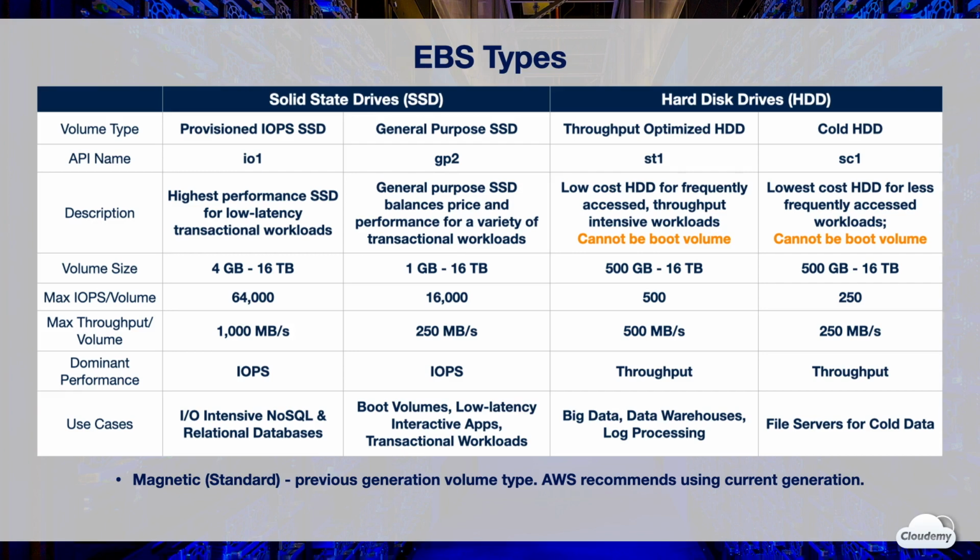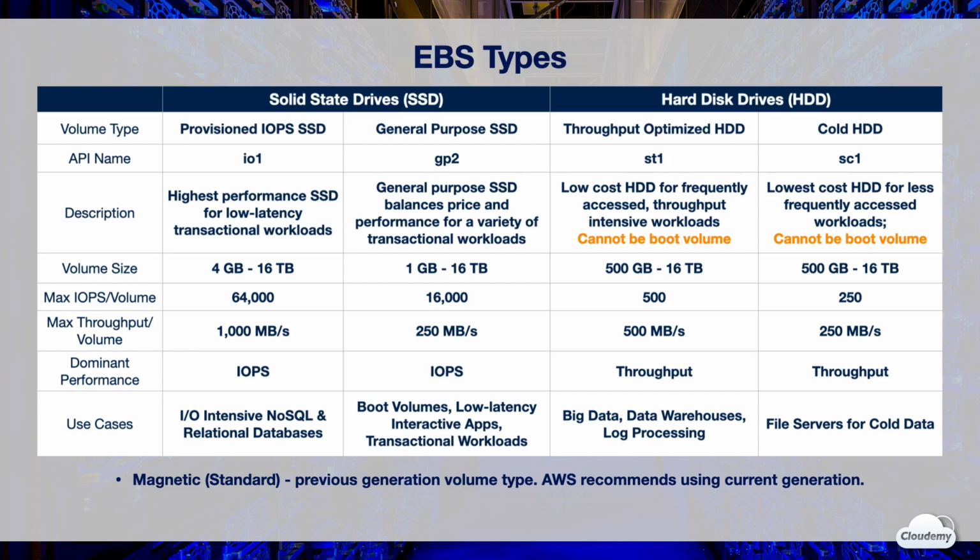General-purpose SSD or GP2 volume is the performance balance SSD storage. Each general-purpose SSD volume can provide 16,000 maximum IOPS and 250 megabytes per second maximum throughput. It's ideal for a wide range of low-latency transactional workloads, such as boot volumes, small and medium databases, development and testing environments.